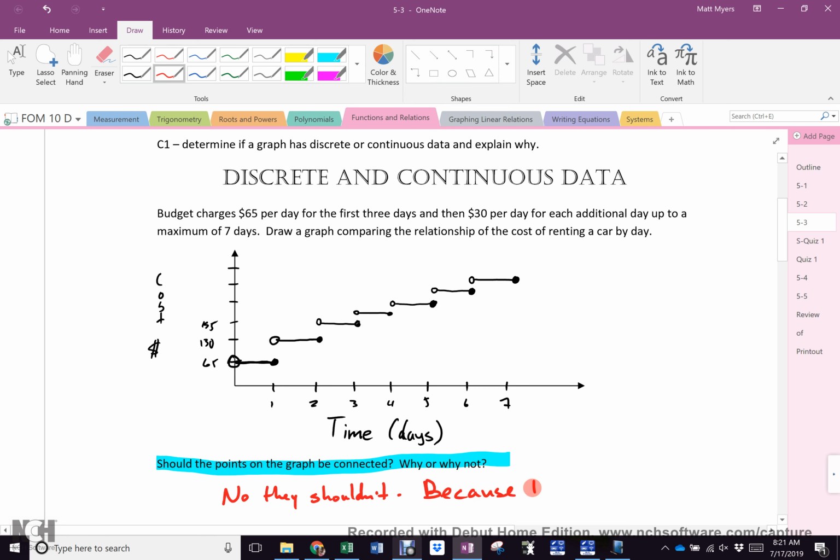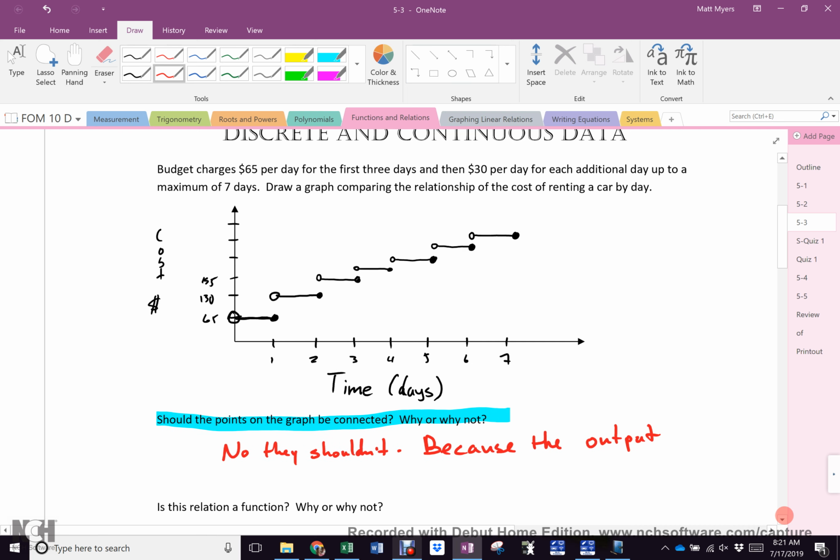Because the output doesn't change until a whole day passes. And that is this situation. Right? Because I can't pay less than 65. Everybody understands, right? Is it a function?